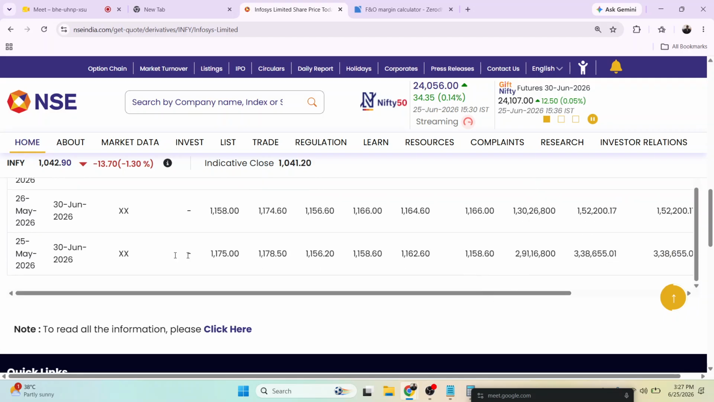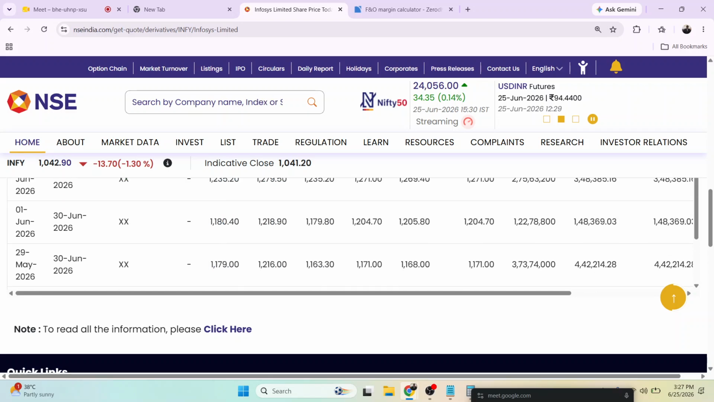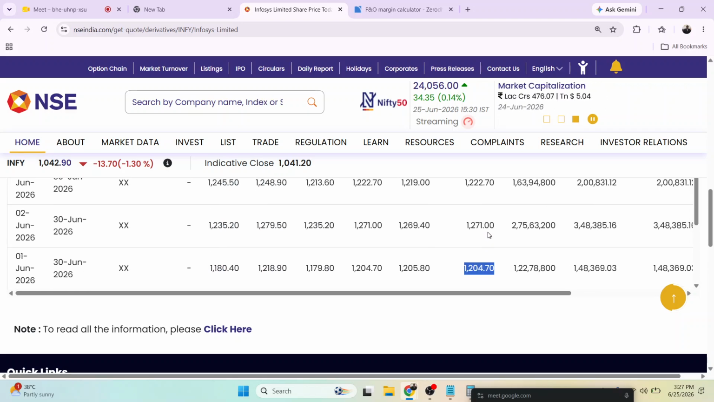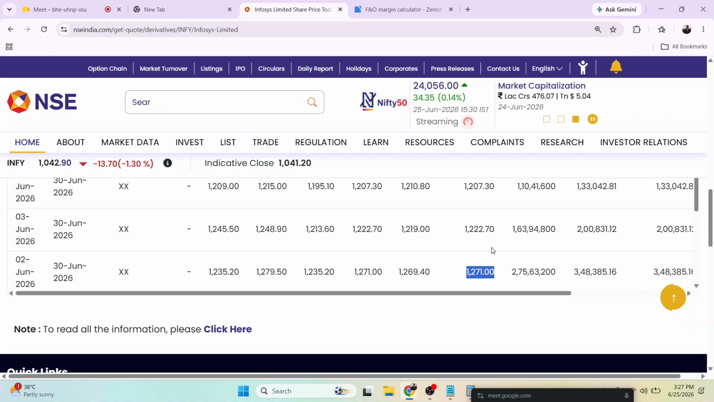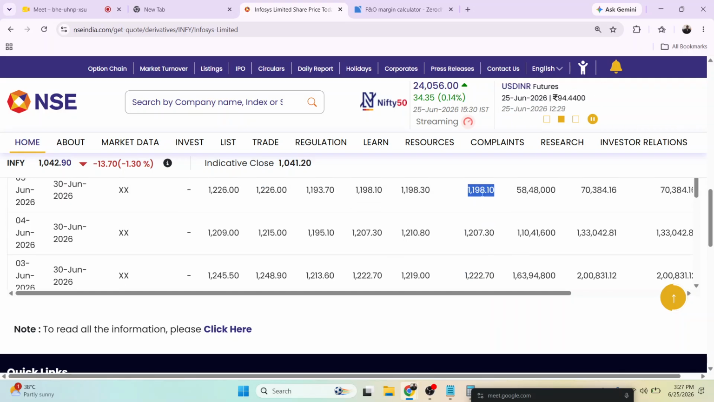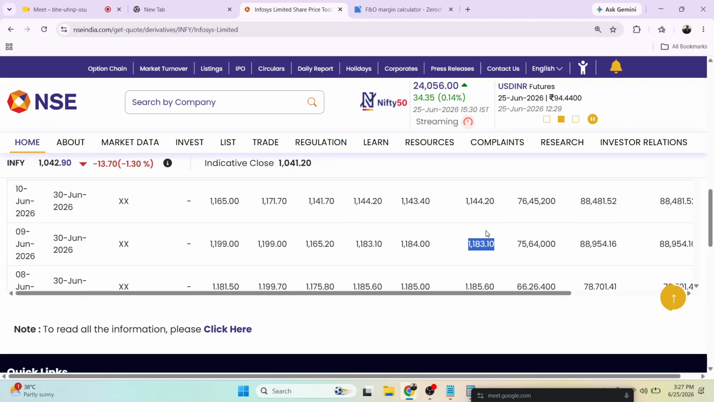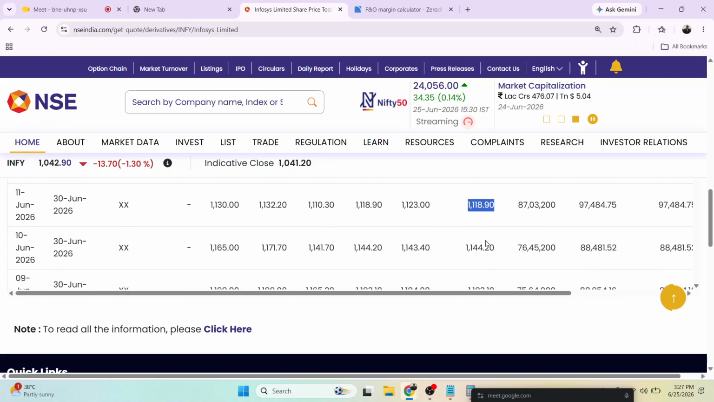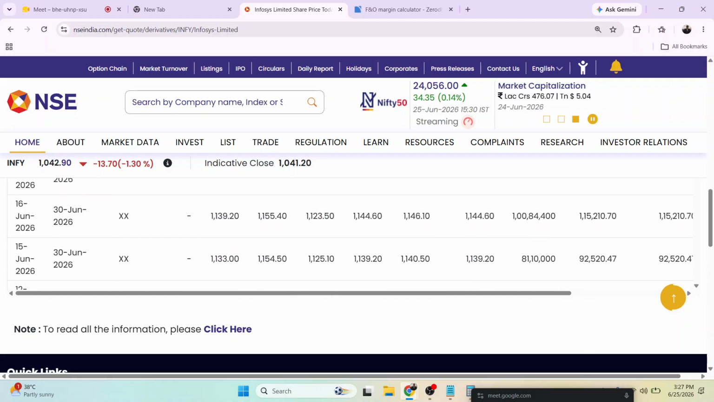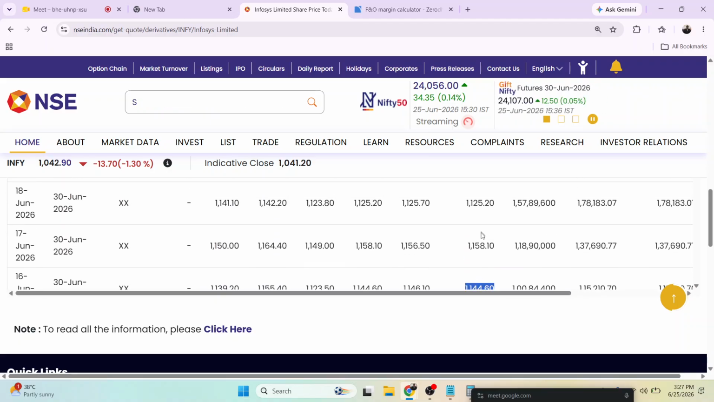Here you can see at the starting of the month, the starting of the contract, the price of Infosys was this, but later on the price is increasing, again increasing. Now you can see there is a fall in the price, 1271, 1211, the price is decreasing, and after that the price is decreasing day by day. Here you can see the price is moving in the negative direction.